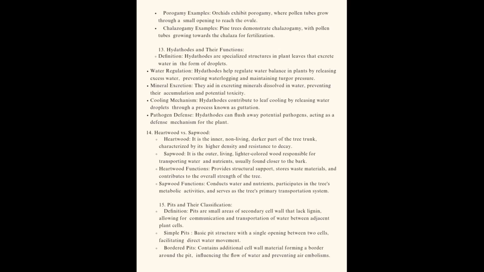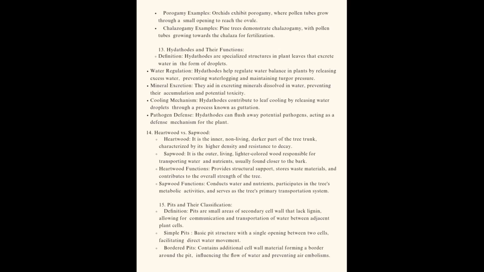12. Porogamy versus chalazogamy. Porogamy: fertilization occurs through an opening or pore in the ovule, often near the micropyle, facilitating the entry of the male gametes. Chalazogamy: fertilization occurs at the chalaza, the basal part of the ovule, without the involvement of an opening or micropyle. Porogamy examples: orchids exhibit porogamy, where pollen tubes grow through a small opening to reach the ovule. Chalazogamy examples: pine trees demonstrate chalazogamy, with pollen tubes growing towards the chalaza for fertilization.